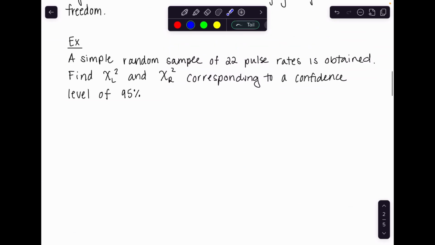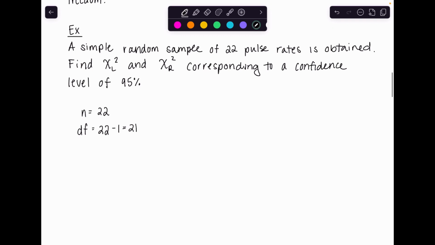So let's try an example with this. We're told a simple random sample of 22 pulse rates is obtained. We want to find the chi-squared critical values to the left and right corresponding to a confidence level of 95%. So I do need my degrees of freedom to be able to use my chart correctly. So my sample size is 22 pulse rates, which means my degrees of freedom is 1 less. So we take our sample size, subtract 1 to give us 21.